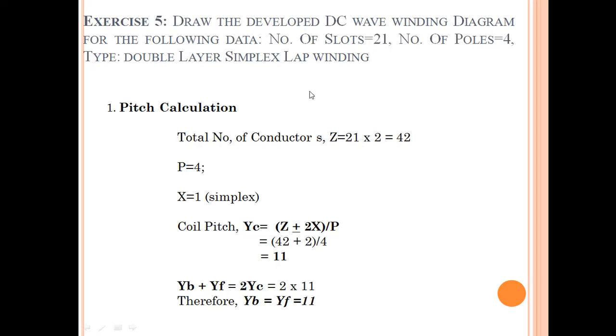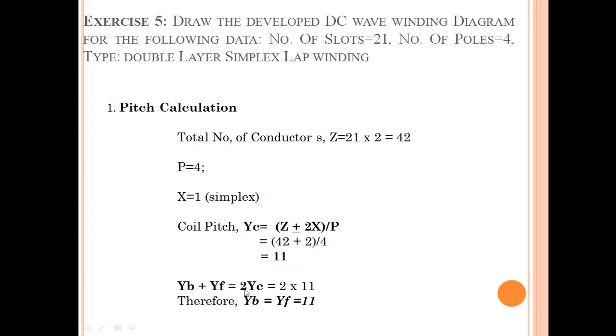Clear? So the number of slots is 21 and double layer. That's why the total number of conductors is 21 into 2, equal to 42. So the total number of conductors is 42, the number of poles is 4, and X is equal to 1 because it is a simplex winding diagram. So we know that the commutator pitch YC is equal to (Z plus or minus 2X) divided by P. But it is progressive, that's why I need to consider positive, not negative. So 42 plus 2 into 1, which is 2, divided by 4, that is 44 divided by 4, equal to 11.